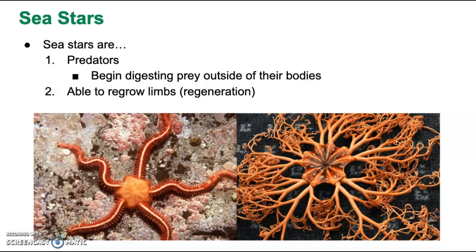Sea stars are also interesting because they are able to regenerate limbs. So if you took all of the arms of a sea star and broke them off, you wouldn't end up with a dead sea star. In fact, you would end up with 5 new sea stars. They can regrow limbs up to 4. Because of this, sea stars are pretty durable creatures.